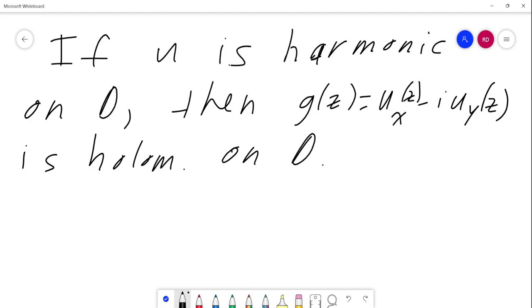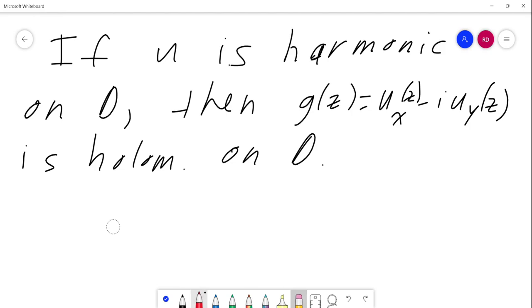We know that, make sure I got this right, u x equals negative u y. No, sorry. Let me make sure I've got this right. Let's do the test here.